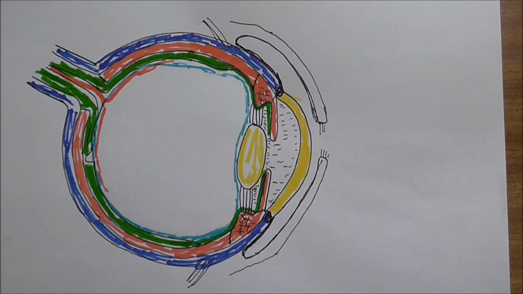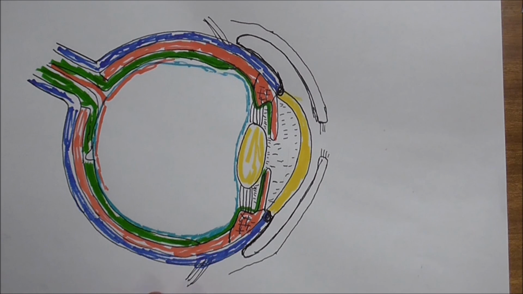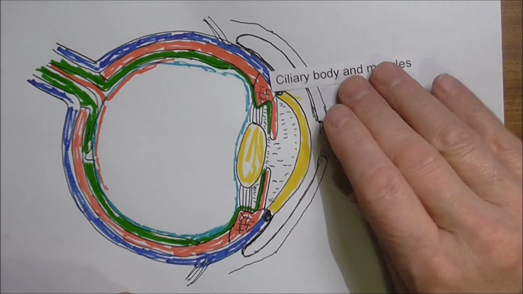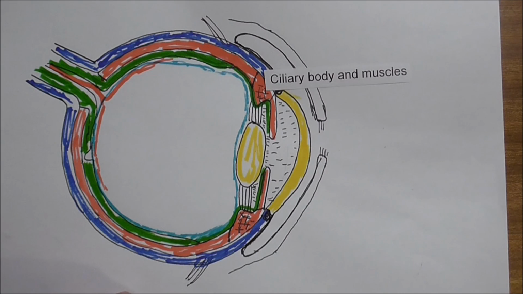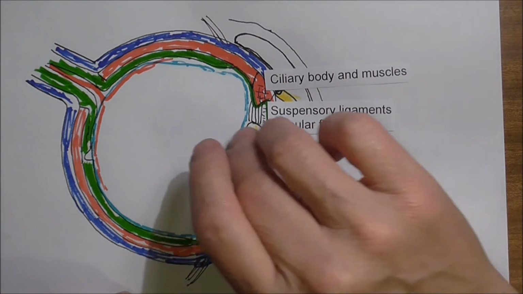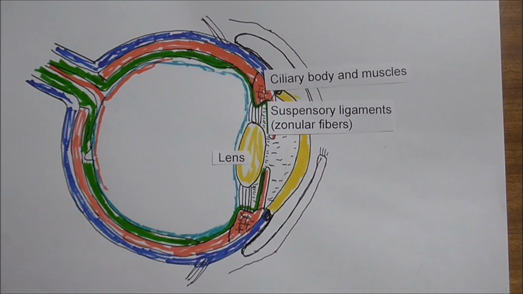So for moving from close to distant objects, we have the coordinated activity of the ciliary body, the ciliary muscles, the zonular fibres, altering the refractive power of the lens.